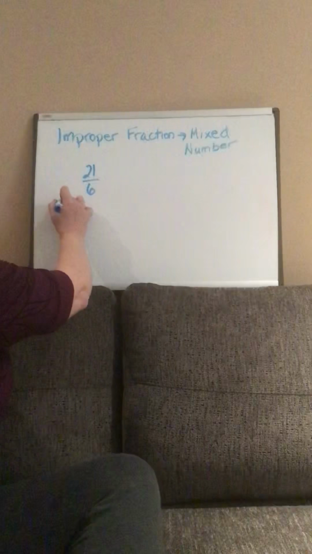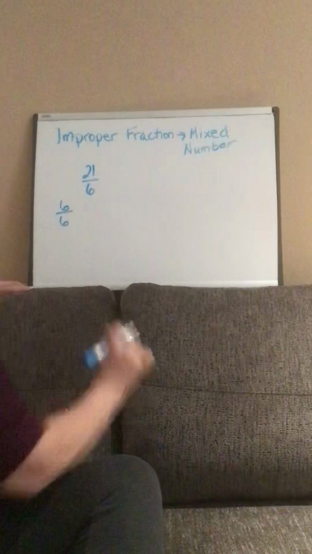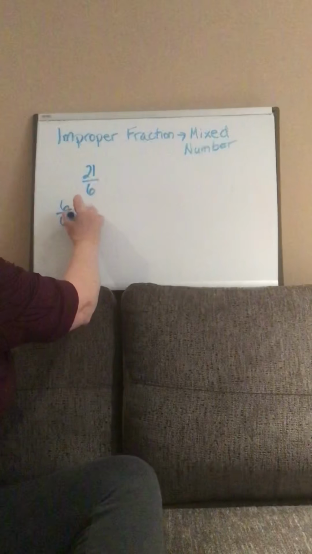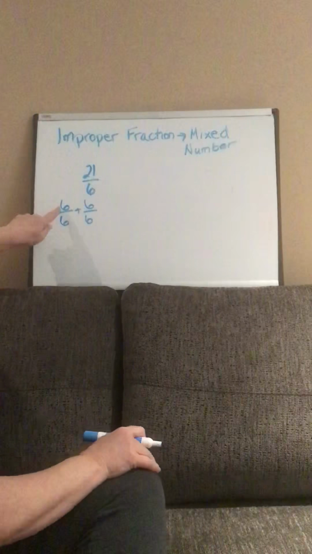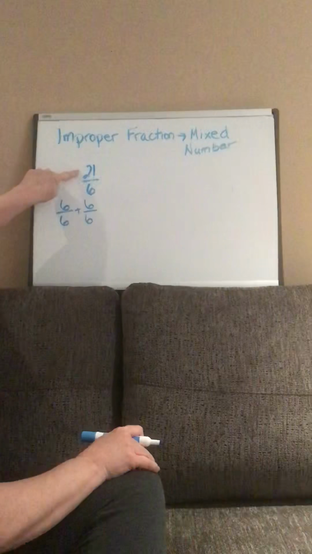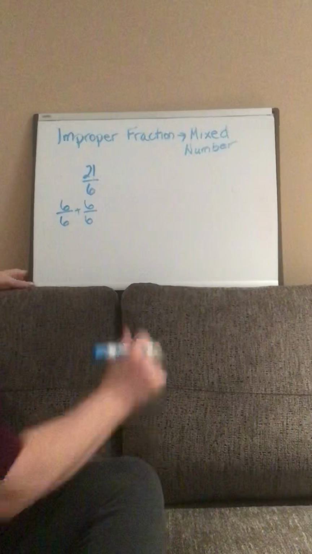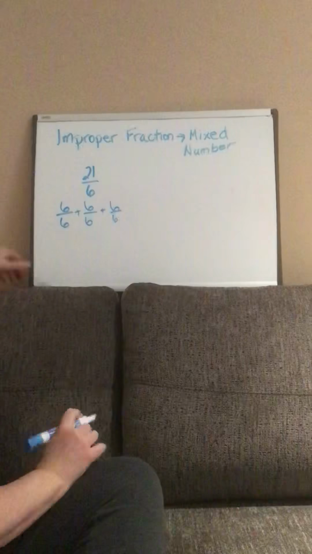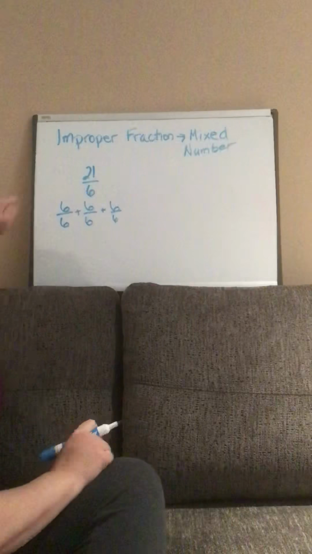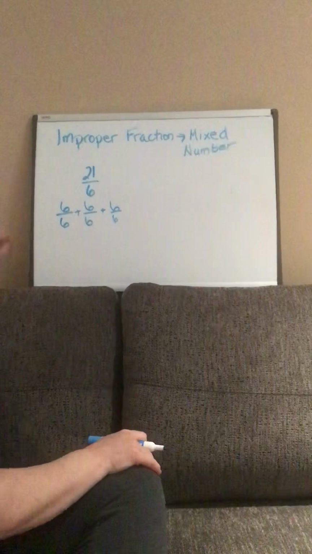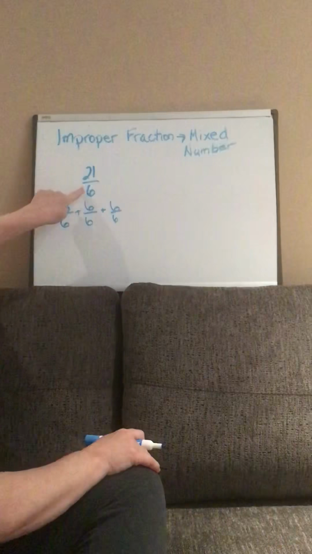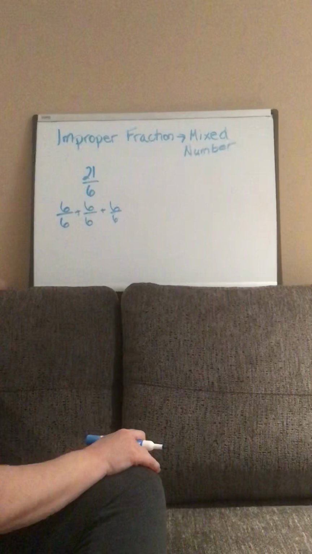So the first thing I'm going to do is write down 6 over 6. That's one whole. Then I'm going to write down 6 over 6. That's two wholes. Well, I know that 6 plus 6 is 12, so I have a little bit of a way to go to get to 21. I'm going to write down another 6 over 6. So 6, 6, 6 is 18. We're getting much closer to that 21 mark, and we don't have 6 more pieces to use.